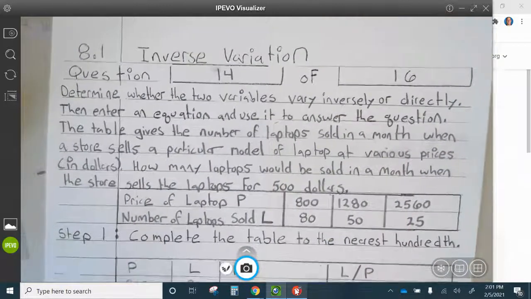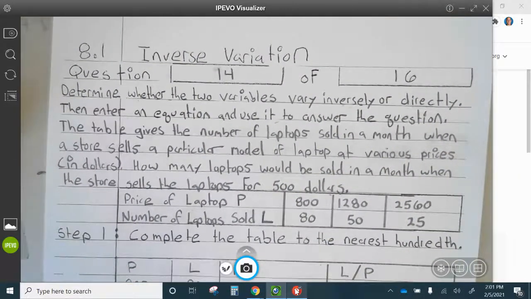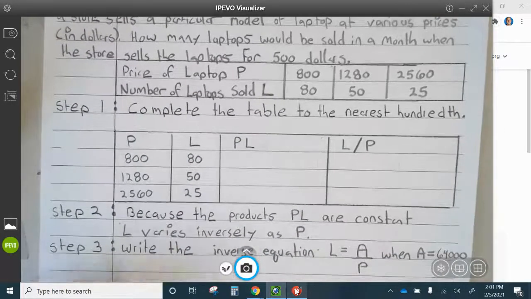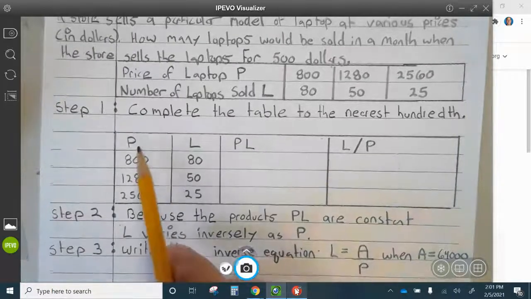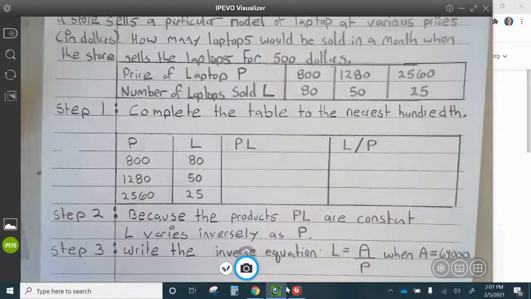All right. Determine whether the two variables vary inversely or directly. Then enter an equation and use it to answer the question. The table gives the number of laptops sold in a month when the store sells a particular model of laptop at various prices in dollars. How many laptops will be sold in a month when the store sells the laptops for $500 each? Okay, so we have our table. Now we're going to complete our table. So we need to multiply P times L. Okay, so let's do that now.